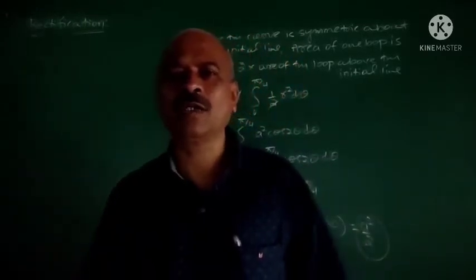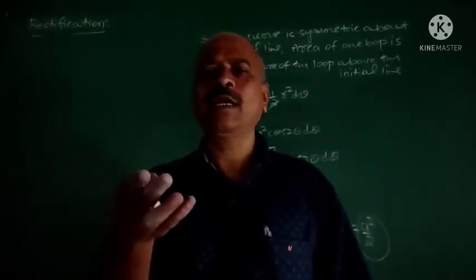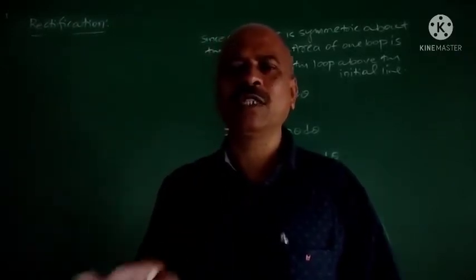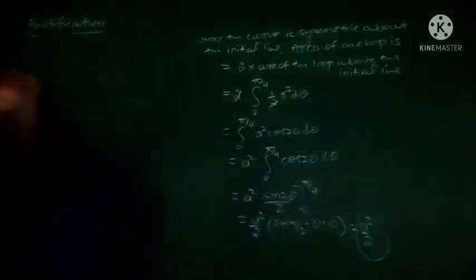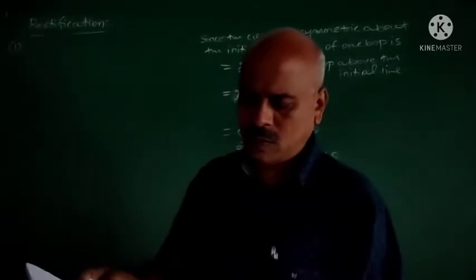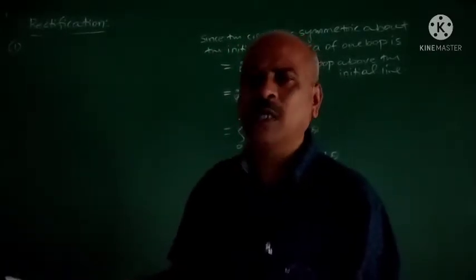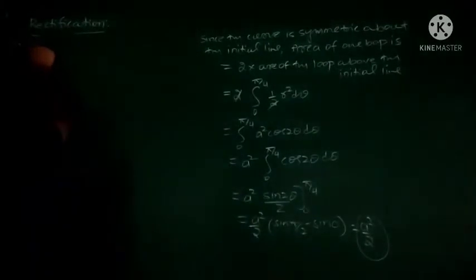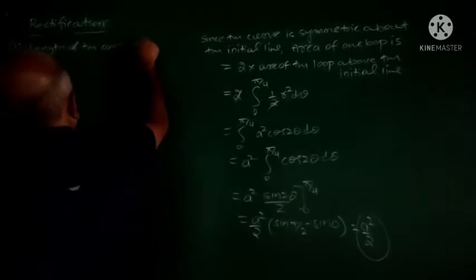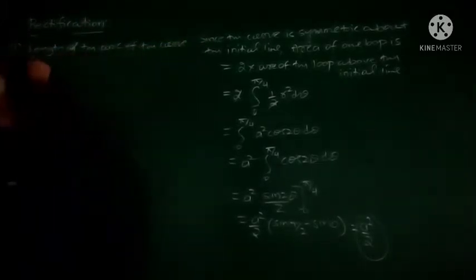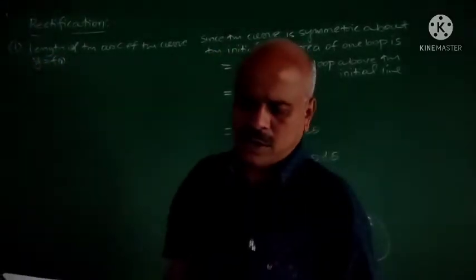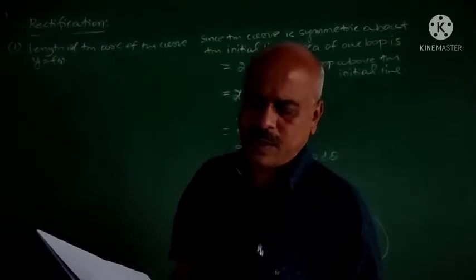What are the 3 types of curves? First is Cartesian, second parametric, third one polar. Here I give the formula directly. Derivation is left as an exercise. First one, for Cartesian curves, the length of the arc of the curve y is equal to f(x) included between 2 points.